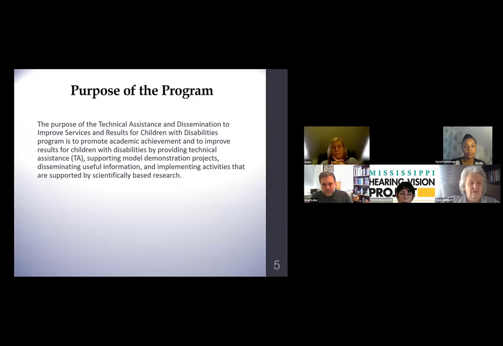So the purpose of the TA&D program, as you may know, sort of the umbrella program over the deafblind program, is to promote academic achievement and to improve results for children with disabilities by providing technical assistance, supporting model demonstration projects, and disseminating useful information and implementing activities that are supported by scientifically based research.